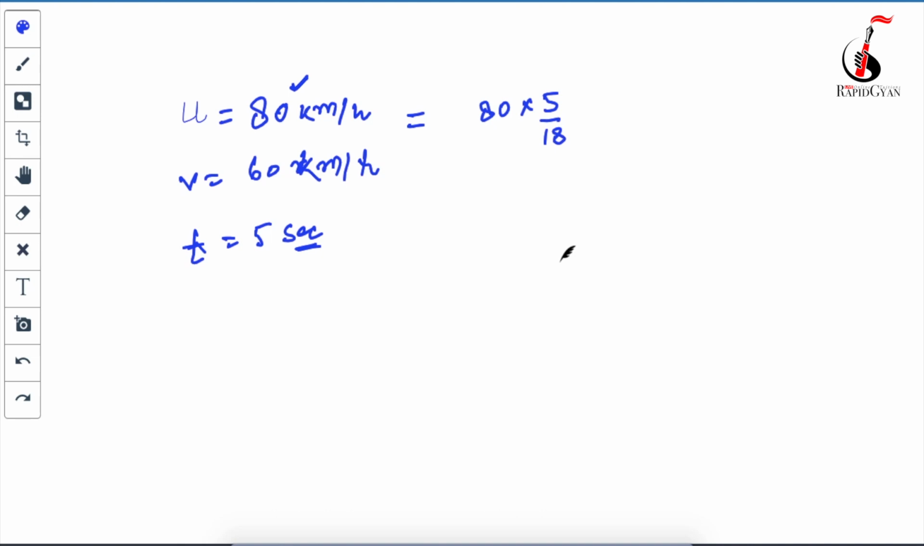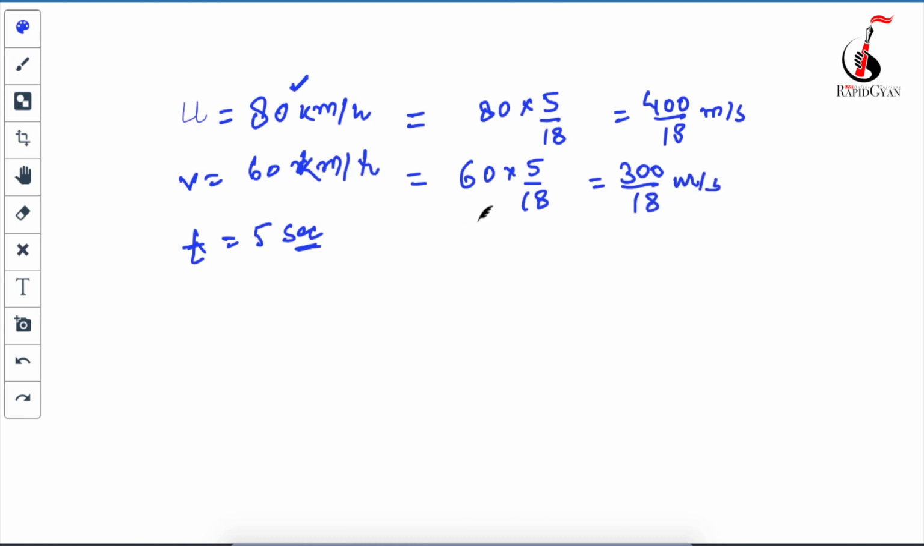Okay, so if you do this, 8 5s are 400. You can write it like this, 400 upon 18 meter per second. Similarly, this will become 60 into 5 upon 18, which will become 6 5s are 30, means 300 upon 18 meter per second. Hope it's clear.